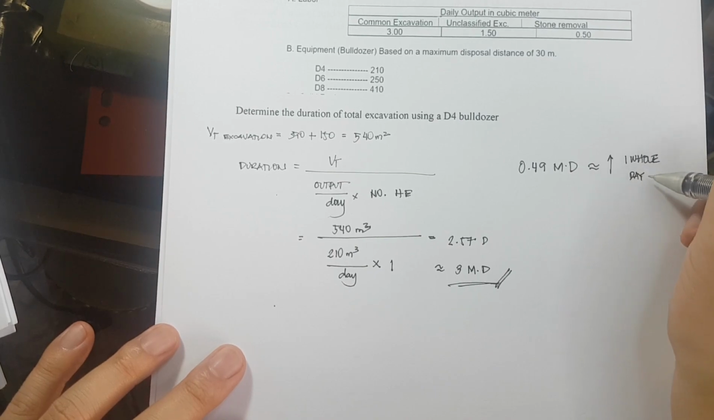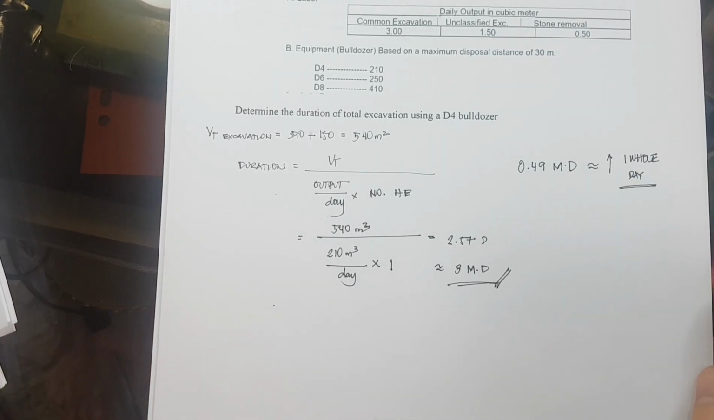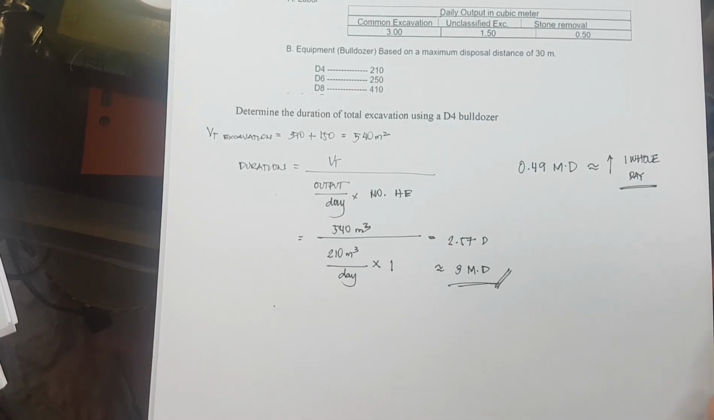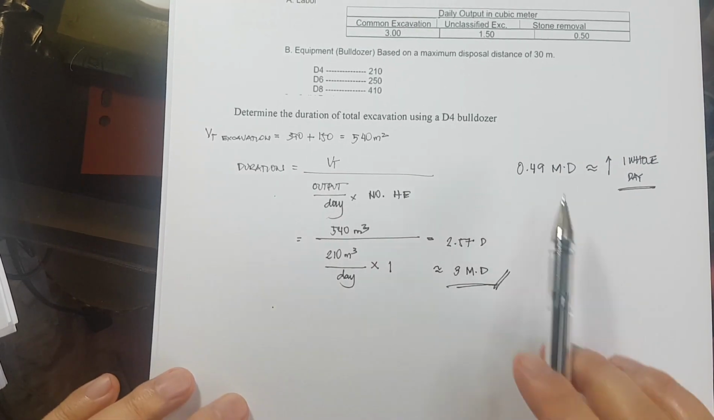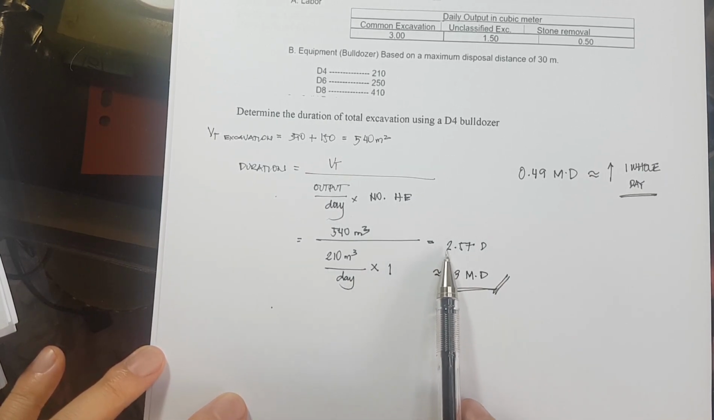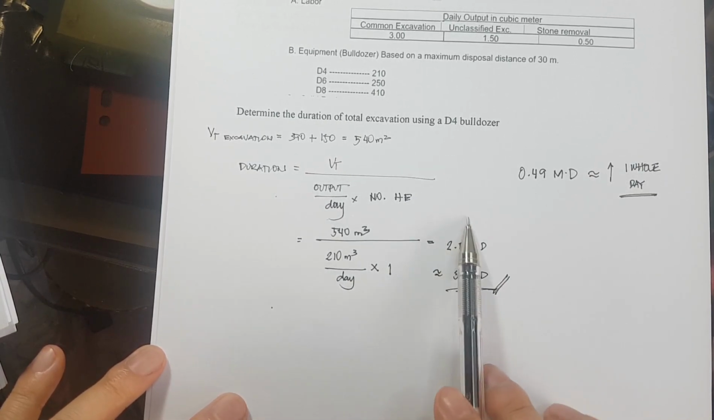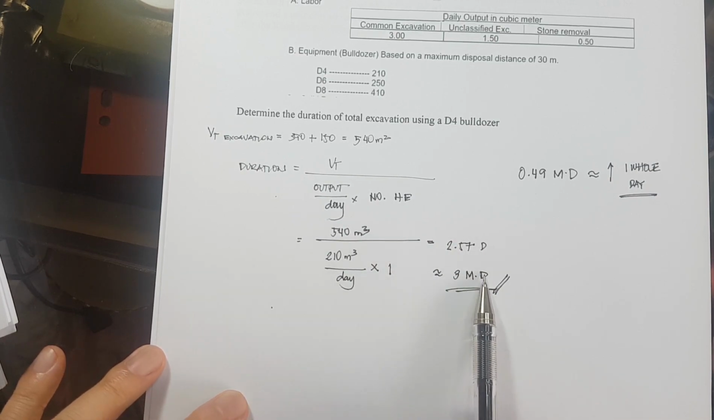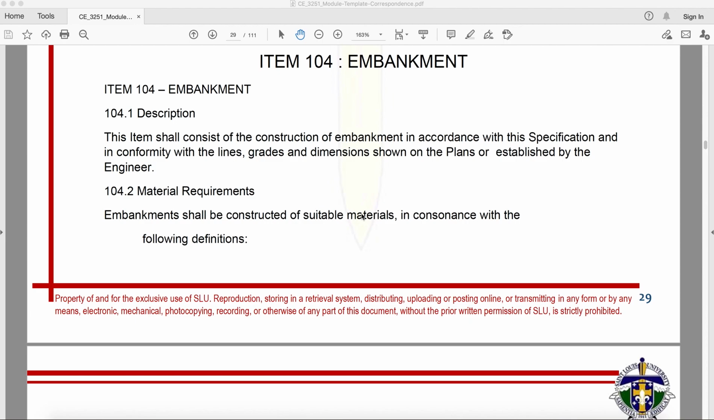Okay? Kasi ang rentahan natin ng heavy equipment is per whole day. So kahit na mas mababa siya sa half day, whole day pa rin natin siya i-round off. So if ever lumabas dito 2.35, we still round it up to 3 man day. Okay? Next is item number 104, embankment.